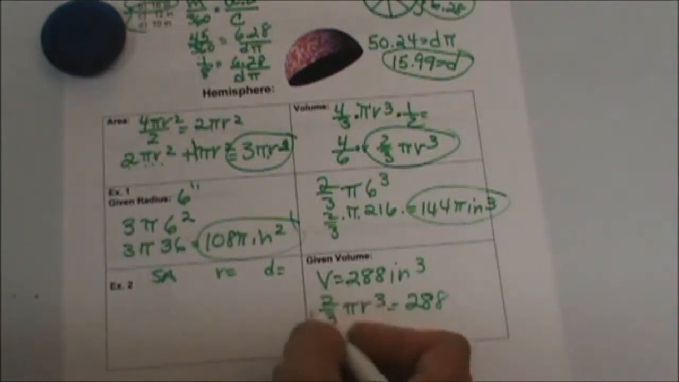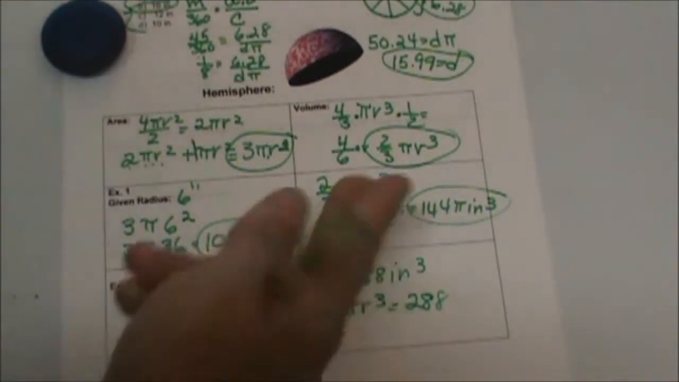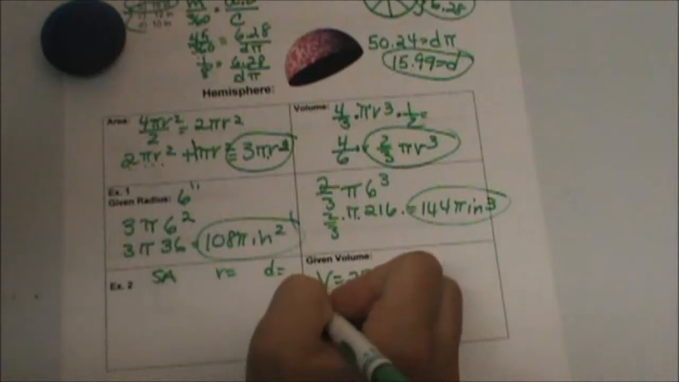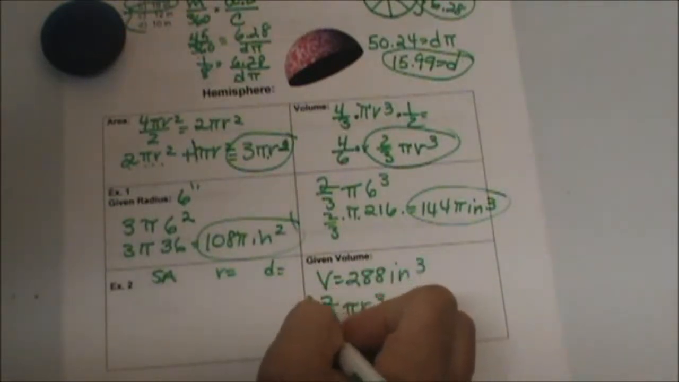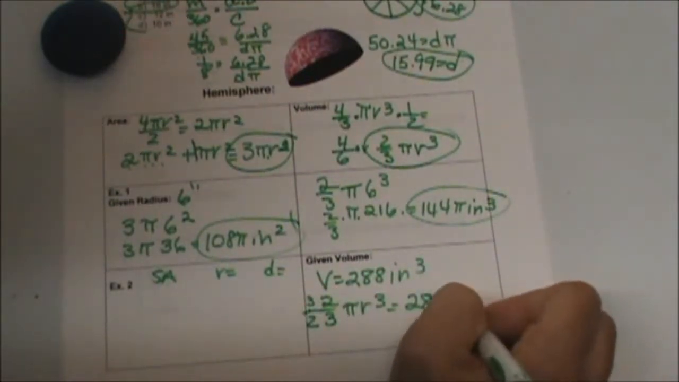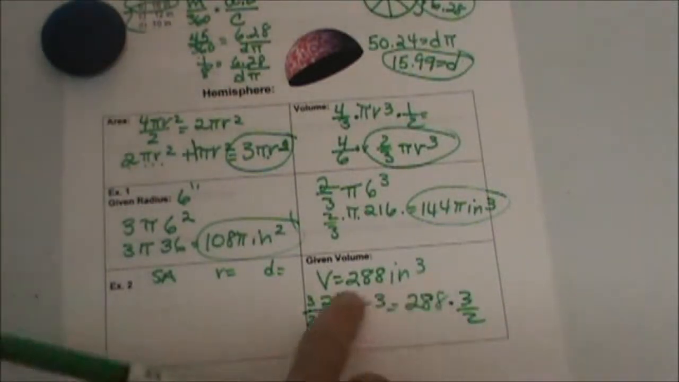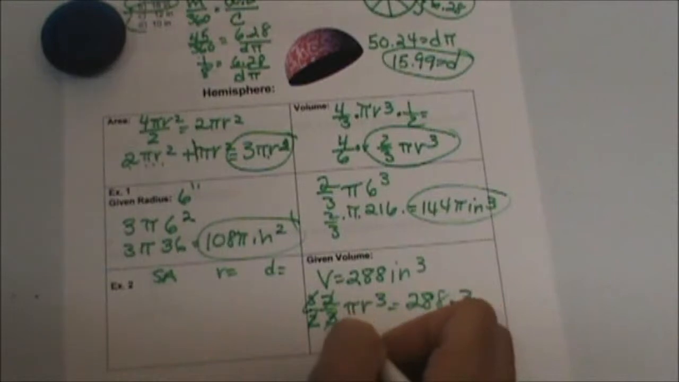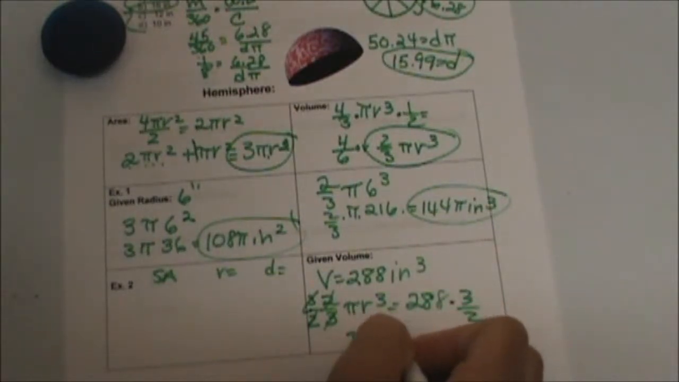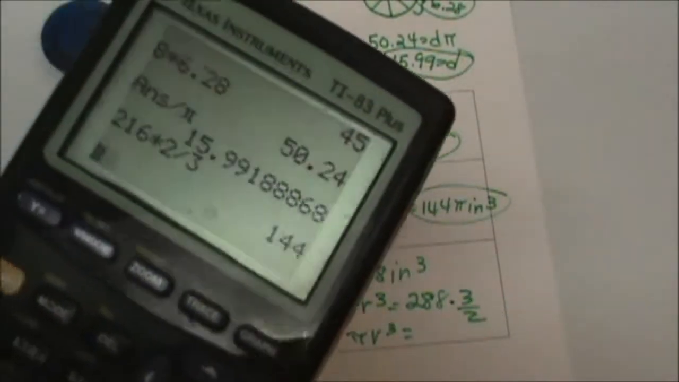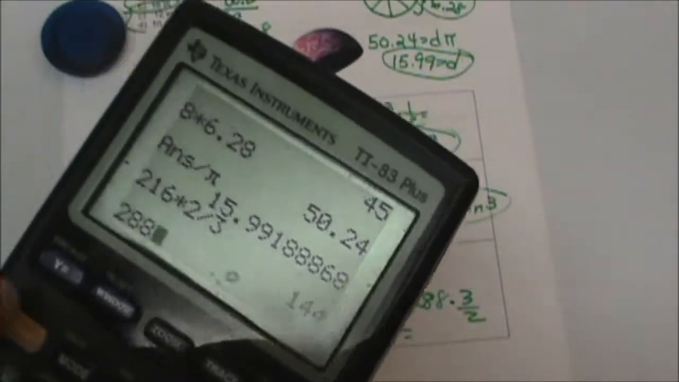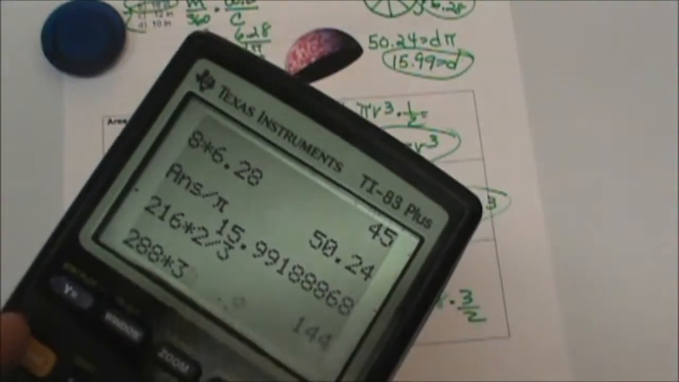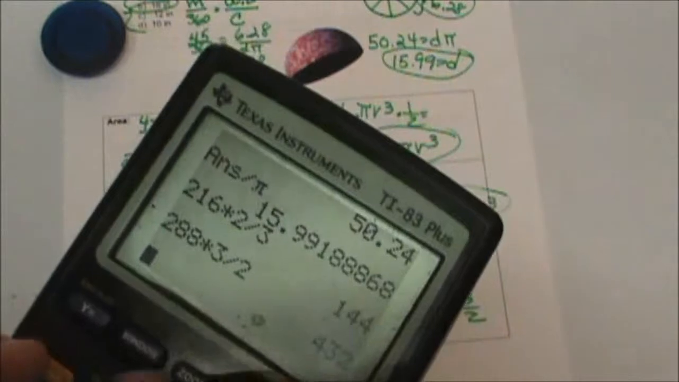So we're going to take this fraction and do what? What do we do with fractions? We multiply by reciprocals. So we're going to multiply by 3 halves, multiply by 3 halves. Let's do that step first. I think that's a little bit easier to do. So we're going to get pi r cubed equals 288 times 3 divided by 2. And remember, we're doing the reciprocal. That gives us 432.